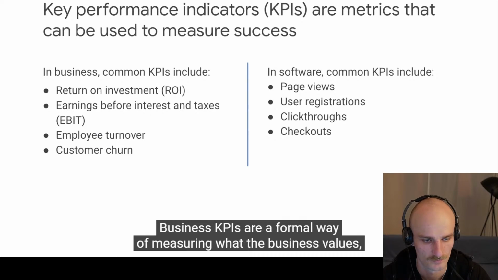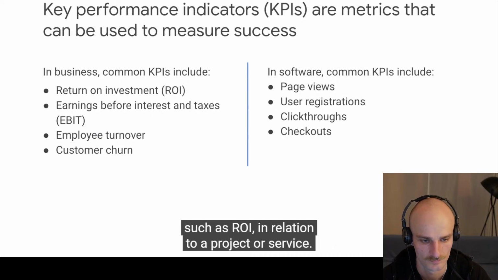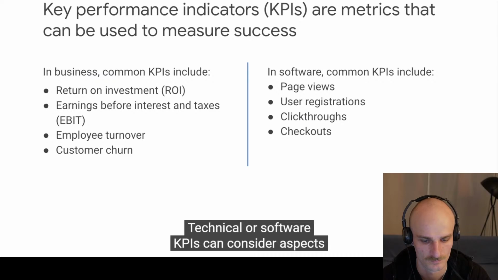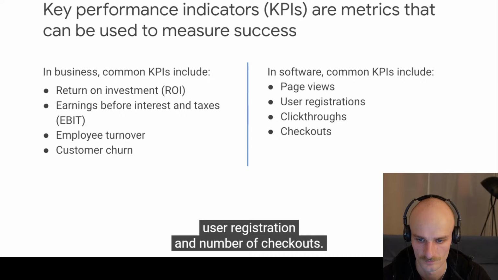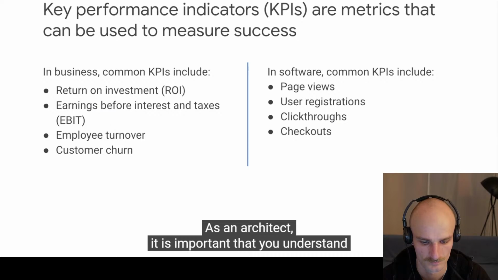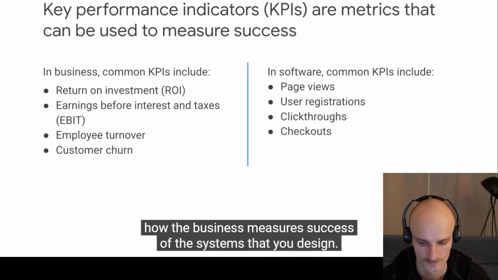Business KPIs are a formal way of measuring what the business values, such as ROI, in relation to a project or service. Others include earnings before interest and taxes, or impact on users such as customer churn, or maybe employee turnover. Technical or software KPIs can consider aspects such as how effective the software is through page views, user registration, and number of checkouts. These KPIs should also be closely aligned with business objectives. As an architect, it is important that you understand how the business measures success of the systems that you design.